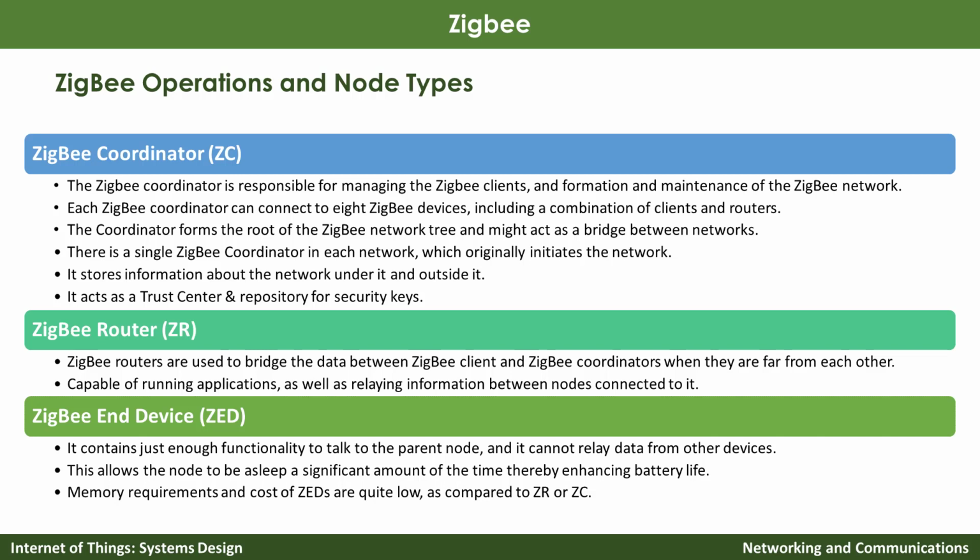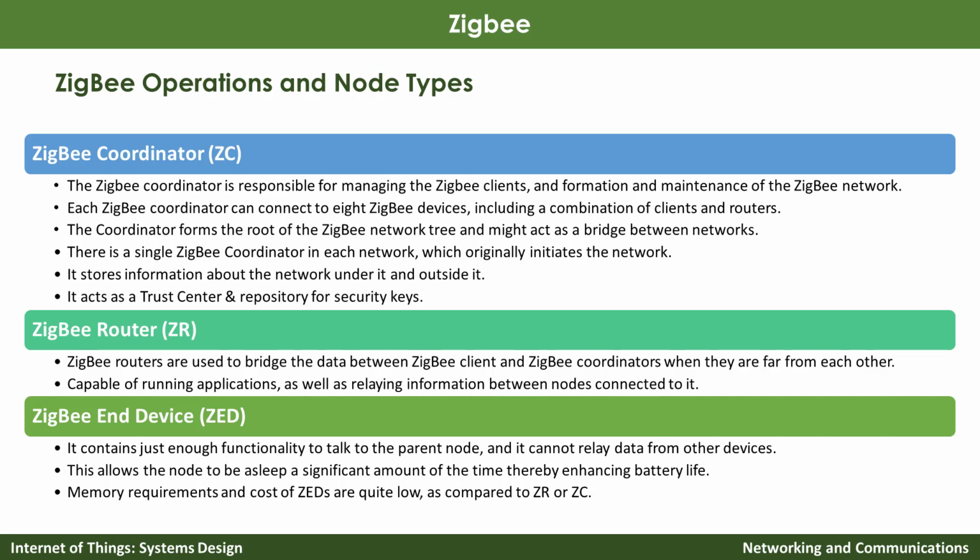Zigbee router is a little bit more complicated. It has the functionality of extending the network. It has the capability to run applications and relay information between nodes connected to it. It's more like performing the functionality of a repeater. It can bridge the gap between a Zigbee client and a Zigbee coordinator when they are located far from each other.